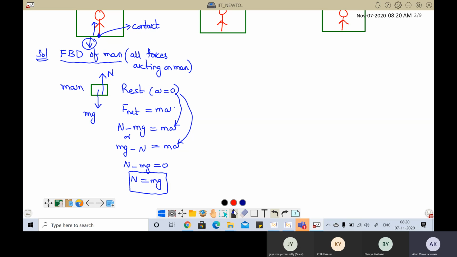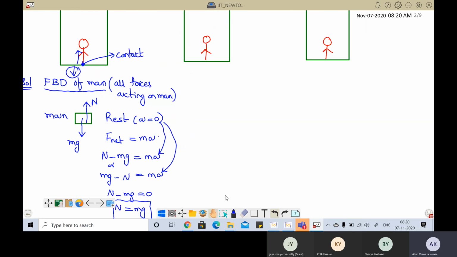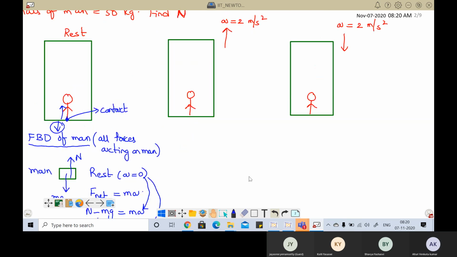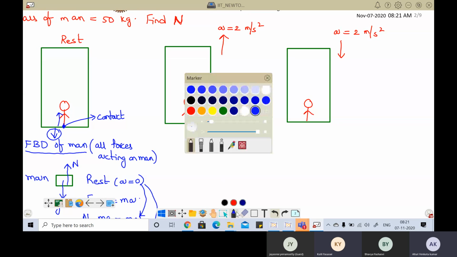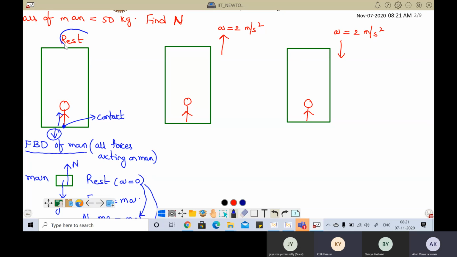Okay. Now let us see the second case. What is the difference between the first case and the second case? Means in terms of the lift. In the first case, the lift is at rest. In the second case, the lift is moving with an acceleration of 2 meters per second square downwards.